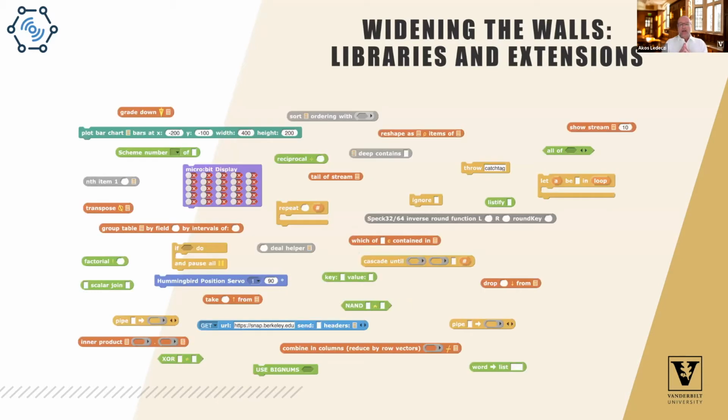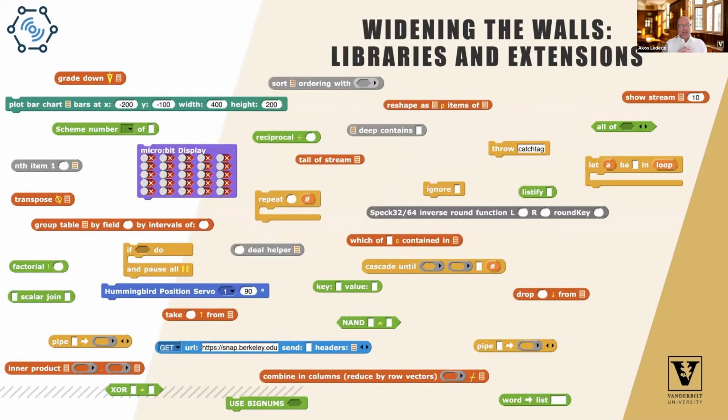But here is the problem. Every extension and library that you import brings in many, many new blocks, right? If I import all the Snap libraries, I literally have hundreds of new blocks, and it's hard to keep track of them, hard to find them, hard to figure out what they do. So there is a scalability problem here.